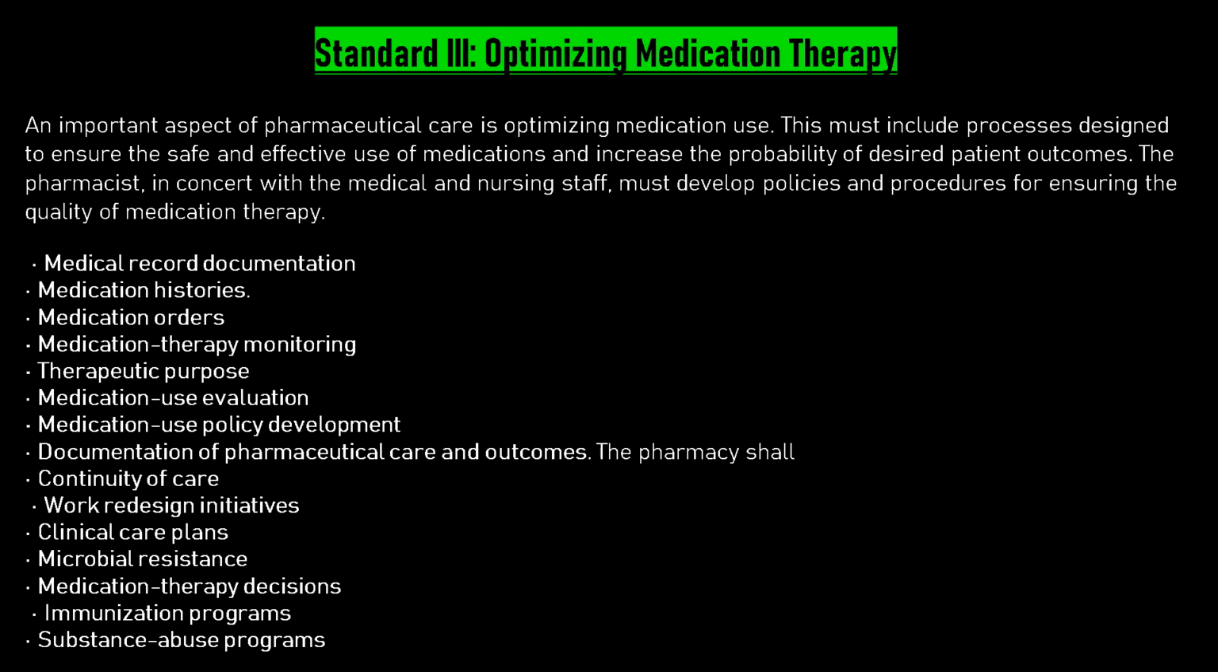There are also some points, which are medication record and documentation, medication histories, medication orders, medication therapy monitoring, therapeutic purpose, and medication use evaluation. This work belongs to this standard, optimizing medication therapy. One by one, I will explain briefly and shortly, because you should know what medication record documentation is. This type of documentation in the medical record holds all the data of the patient in a file or in an electronic file.